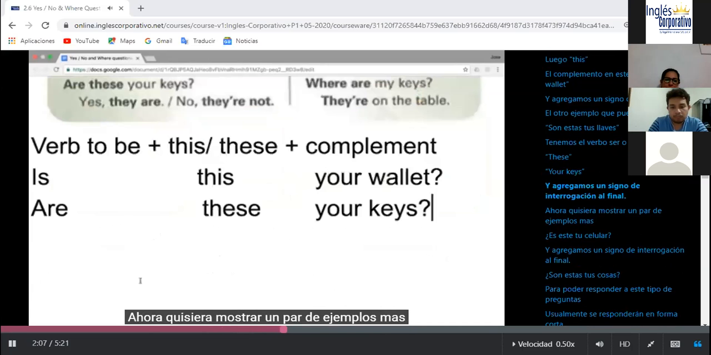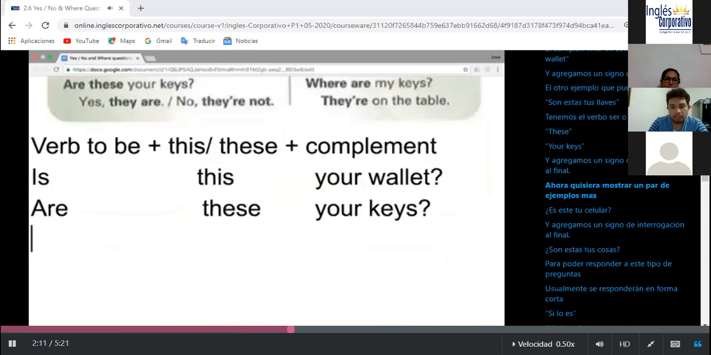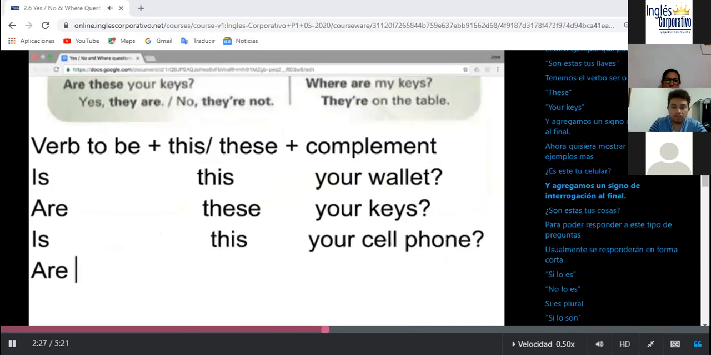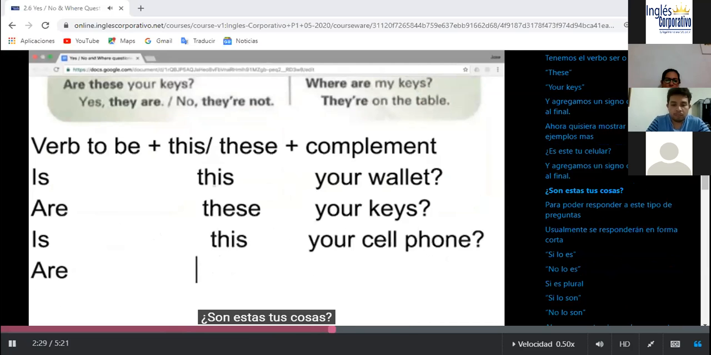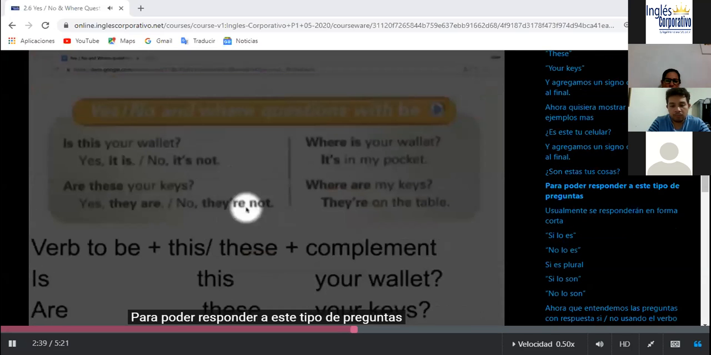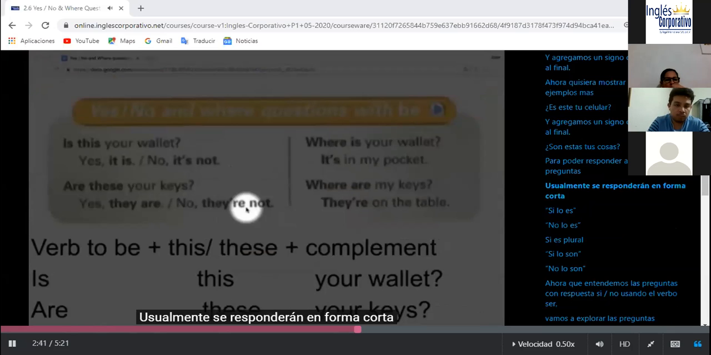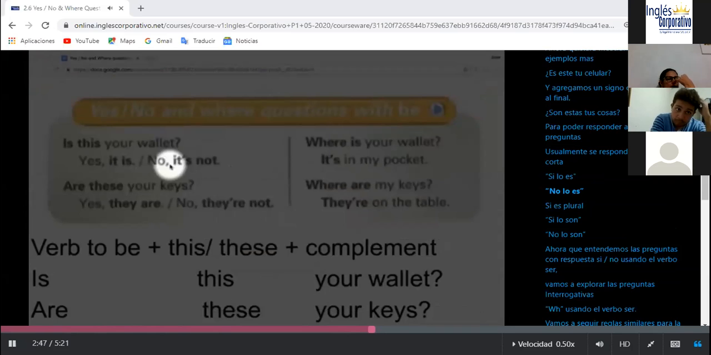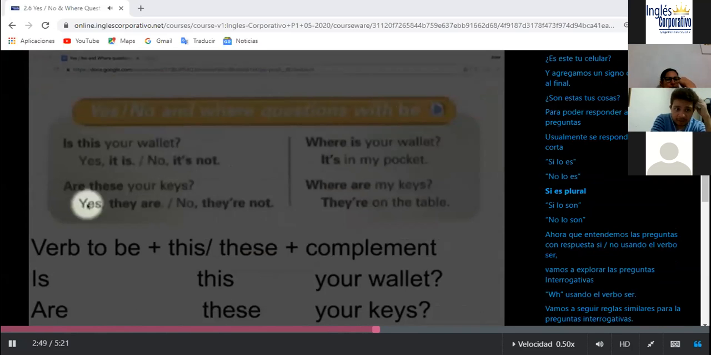Let me give a couple more examples. Is this your cell phone? Question mark at the end. Are these your things? In order to answer this type of question, you're typically going to answer with yes, it is, no, it's not. If it's plural, for example, yes, they are, no, they're not.